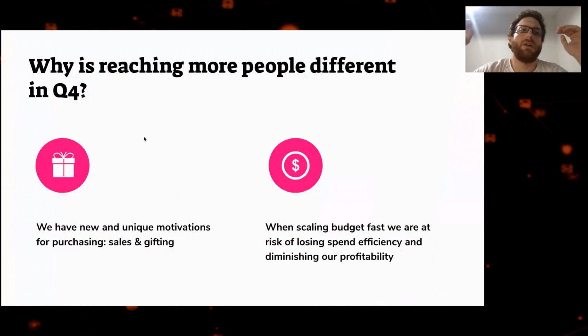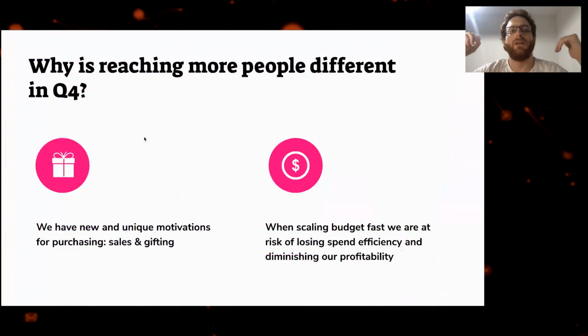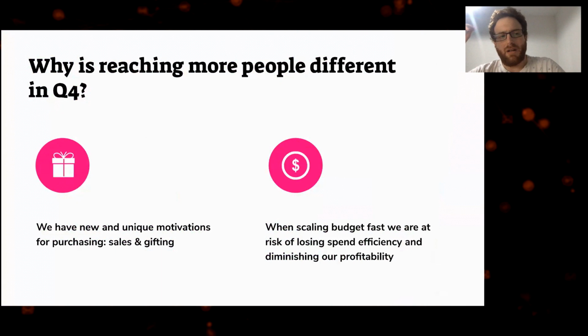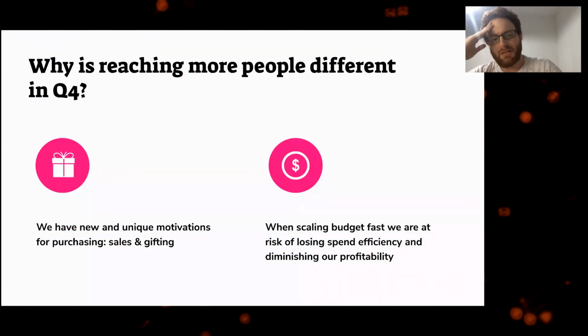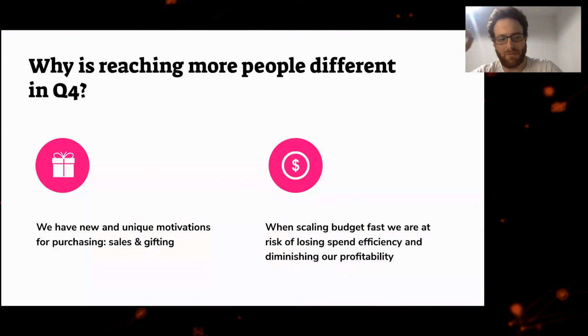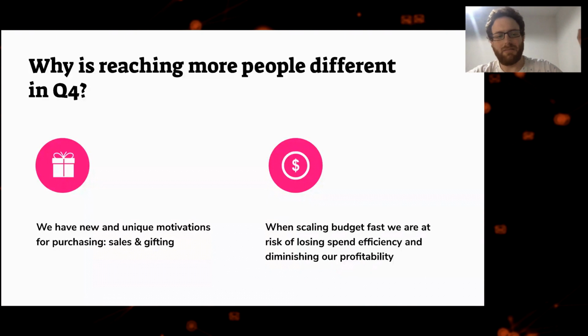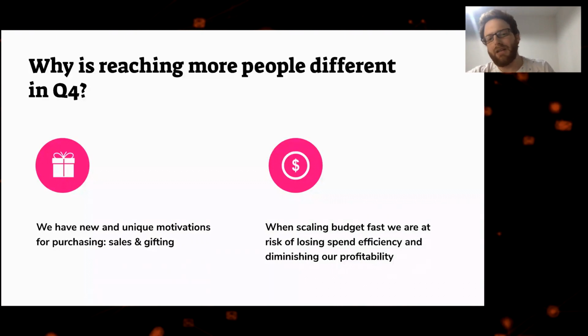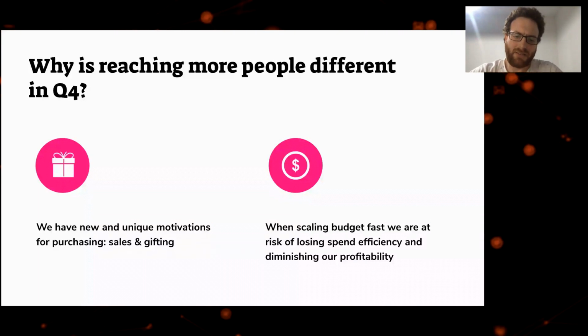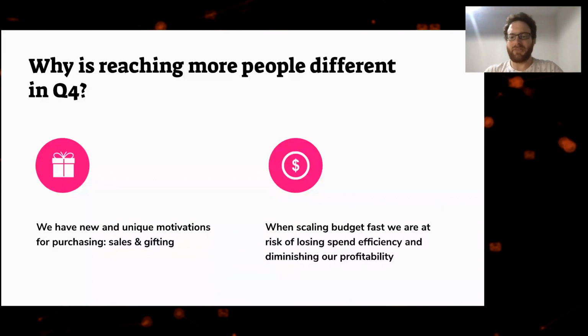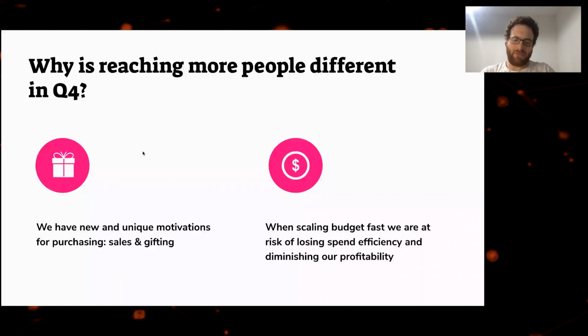First question I want to ask is, why is reaching more people any different in Q4 compared to other times of the year? The reason is, one, that we have new and unique motivations for purchasing, which is the big sales, Black Friday and Cyber Monday and so on. And then also we have the gifting season. The second reason is that when we're scaling budget really fast and really aggressively, we're at risk of losing spend efficiency and diminishing profitability.